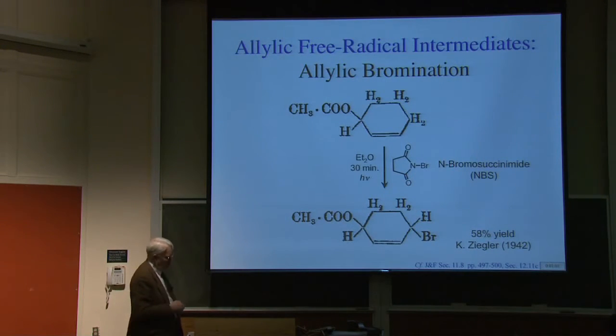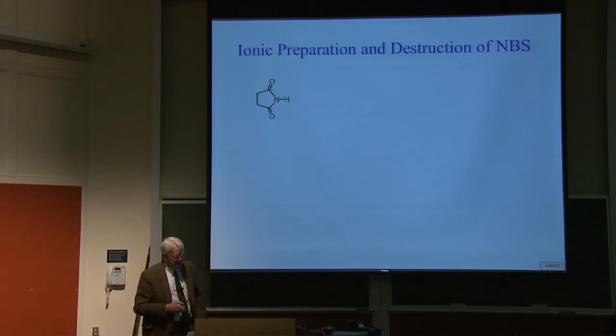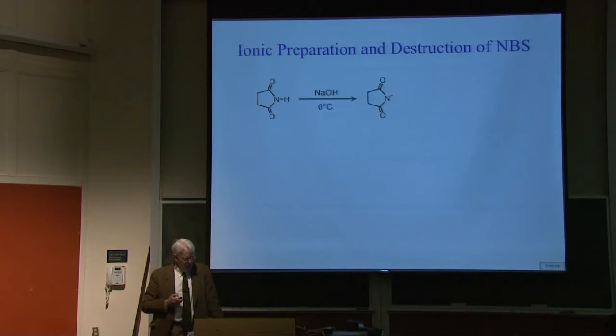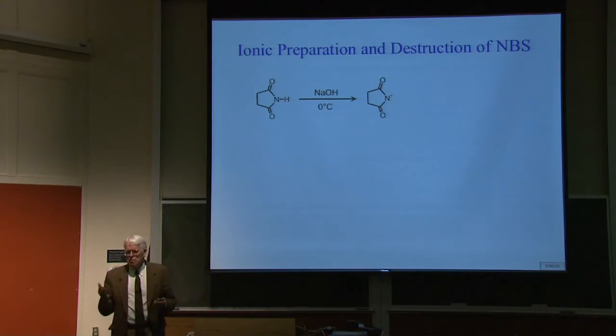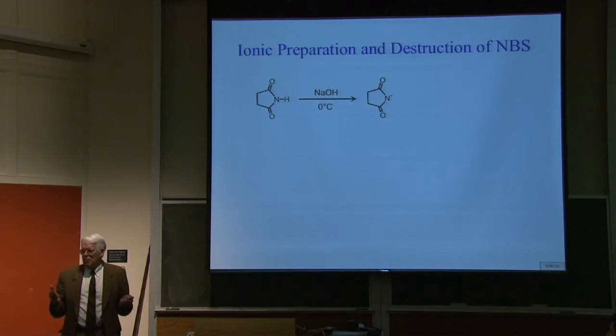Now, where does he get the N-bromosuccinimide? So that compound is succinimide. He reacted it with base to make the anion. Does it surprise you that that anion can be formed with hydroxide? Remember, NH has a pKa of 30 or something like that, and hydroxide is only 16, the pKa of water. How is it able to pull off that proton?